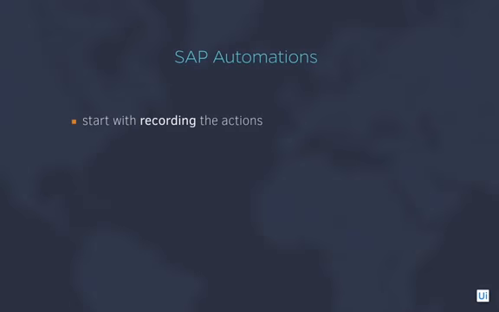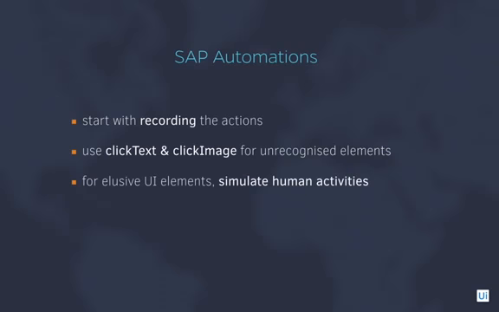When automating SAP, start with recording the actions. Most of the time, it'll work fine. To interact with unrecognized elements, you can use click text and click image and keyboard shortcuts to reach difficult buttons or menu items. When dealing with an elusive UI element, like the tiny button to the right of some text fields, simply find a way to recreate the actions a human would do to activate that element.